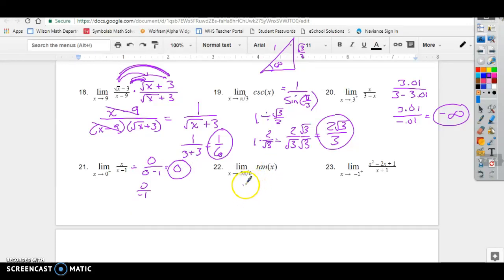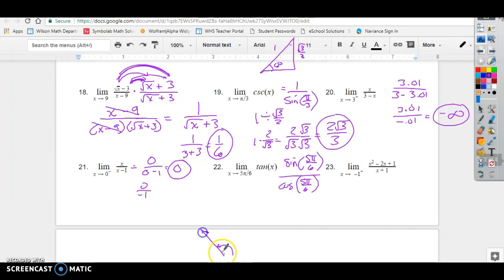Tangent of x. So we've got tan of 5 pi over 6, which would be sine of 5 pi over 6 over cosine of 5 pi over 6. So 30 times 5 is 150. So I'm at 150 degrees.